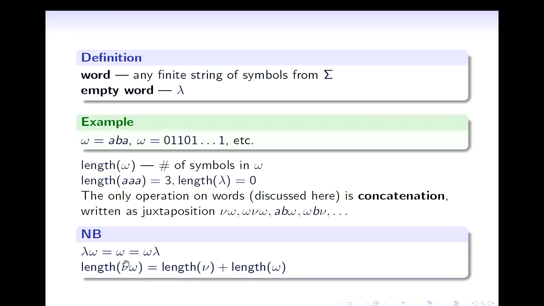This all nicely fits with the definition of length. The length of the combination of V and W is always the number of elements in V plus the number of elements in W. And you can see that because there are 0 elements in here, this is also satisfied for these special cases with the lambda.